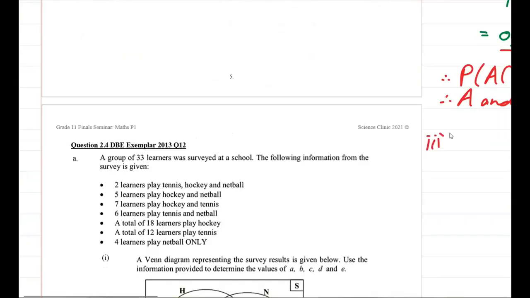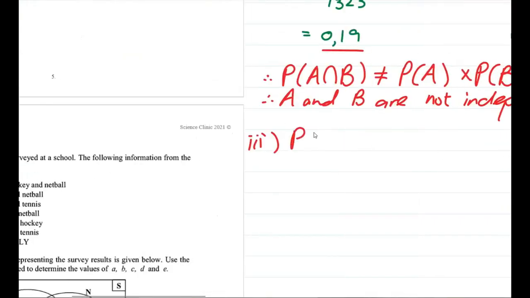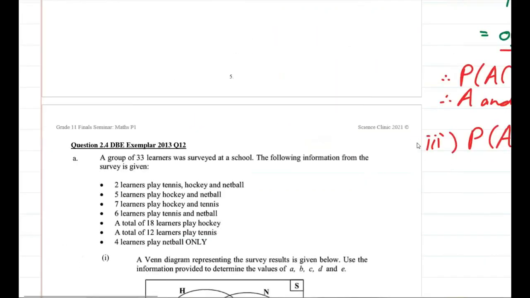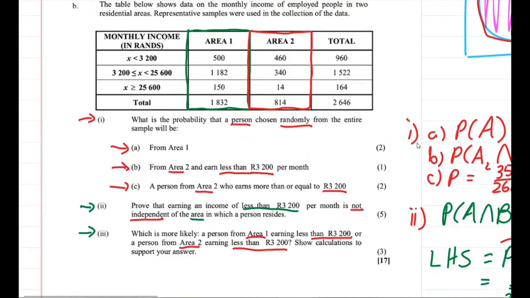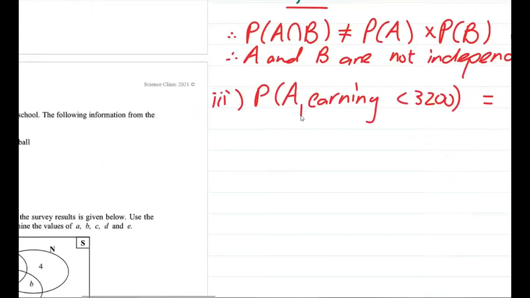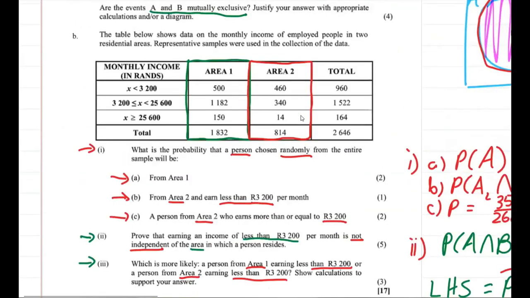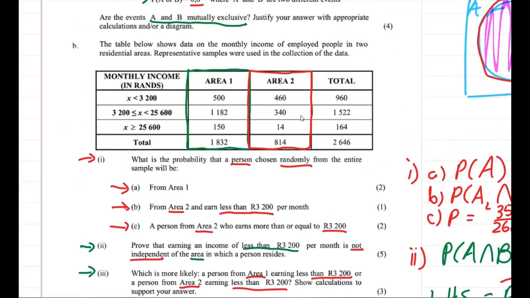So we're going to work out the probability of A earning less than 3,200. So picture this. You've got all the people in area 1 in front of you, right? You're closing your eyes and you're walking into this group and you're putting your hand on someone's shoulder. I'm asking you, what is the probability that that person earns less than 3,200?